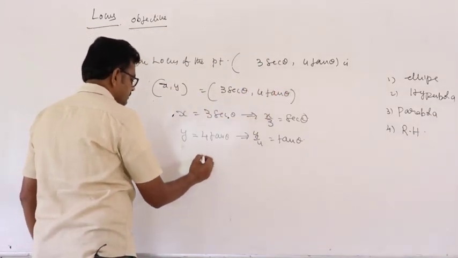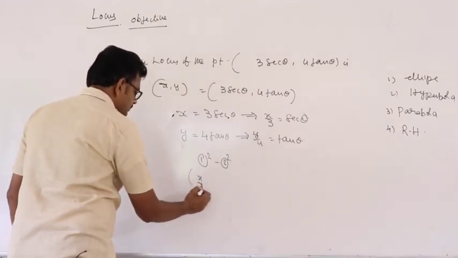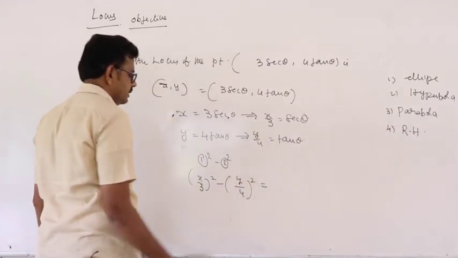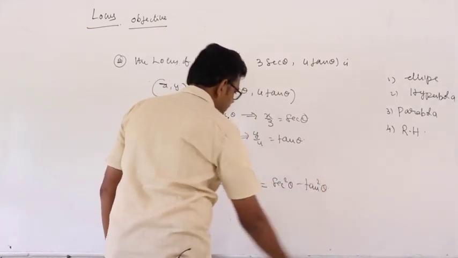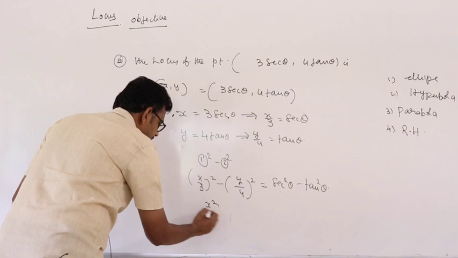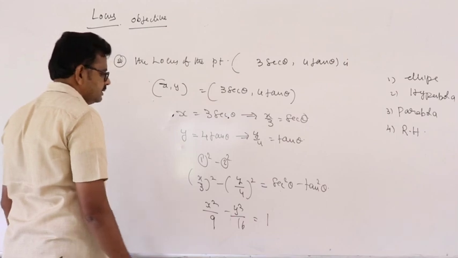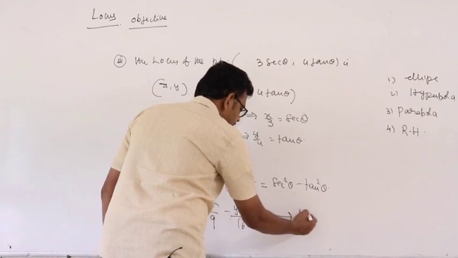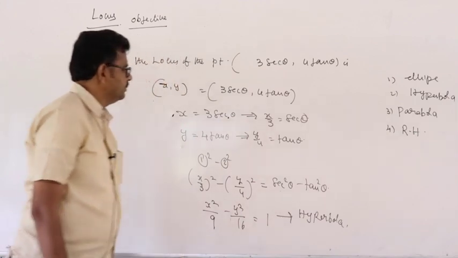So squaring and subtracting. The first one is what? (x by 3) whole square minus (y by 4) whole square equal to secant square theta minus tan square theta. Okay, this is x square by 9 minus y square by 16. Secant square theta minus tan square theta is 1. Therefore, the locus is a hyperbola. Locus is a hyperbola. Write down.